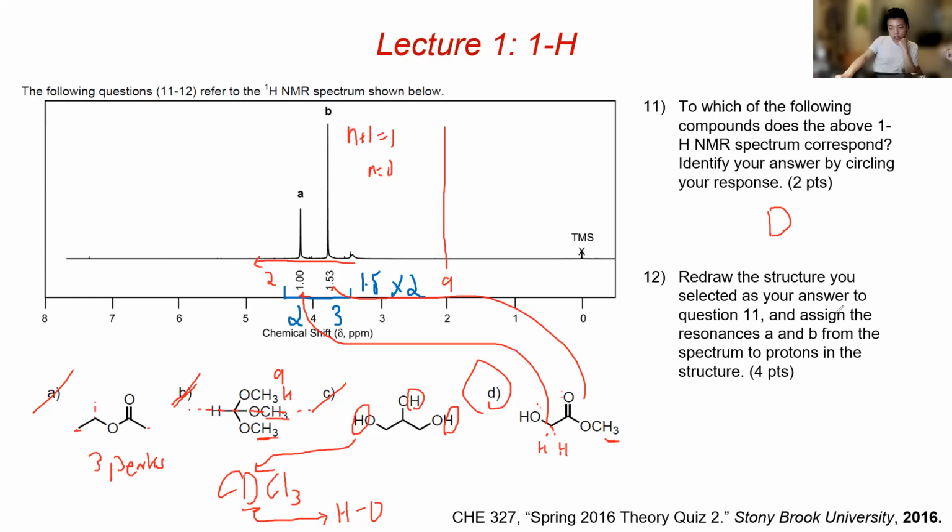And redraw your structure. I will do it here. And then I kind of explained it before. This is B. This is A. And I just want you to assign the peaks instead of giving explanations. But if you want to explain it, then you can say that peak A is more de-shielded than B, so that's why it's on the left.